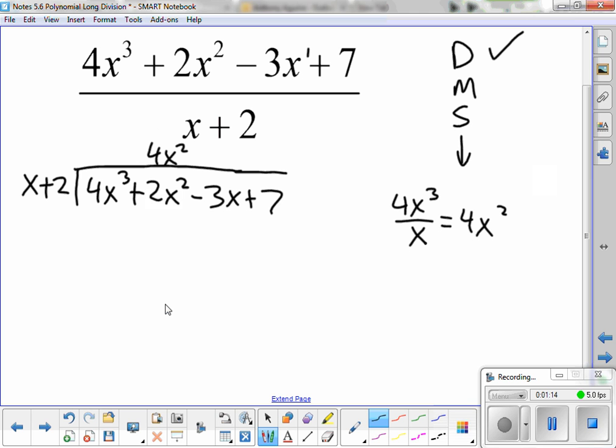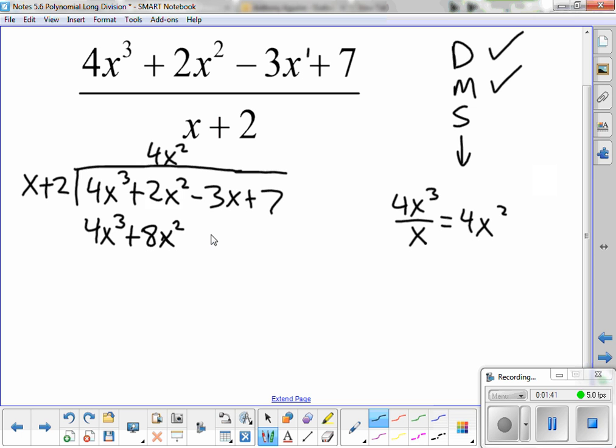So you're going to take the 4x squared and you're going to multiply it to the x and the 2. Okay, multiply it to both of those parts. All right, so 4x squared times x is a 4x cubed. Notice that the 4x cubed matches the thing above it, which it should. This will always match if you're doing it right. 4x squared times 2 is an 8x squared. And there you go. You did your division step. I'm sorry, your multiplication step.